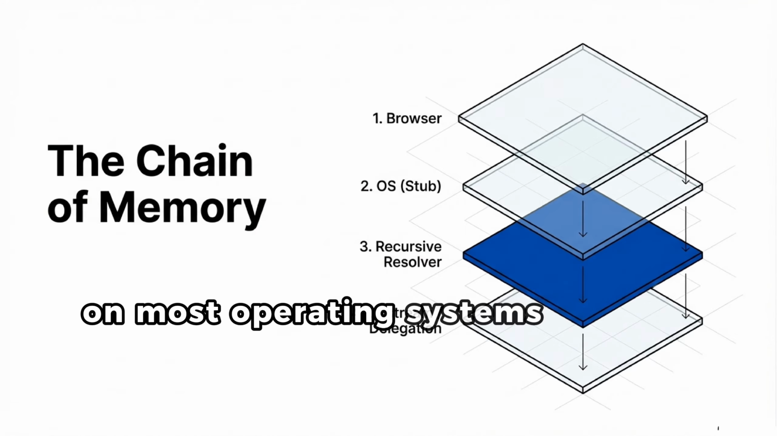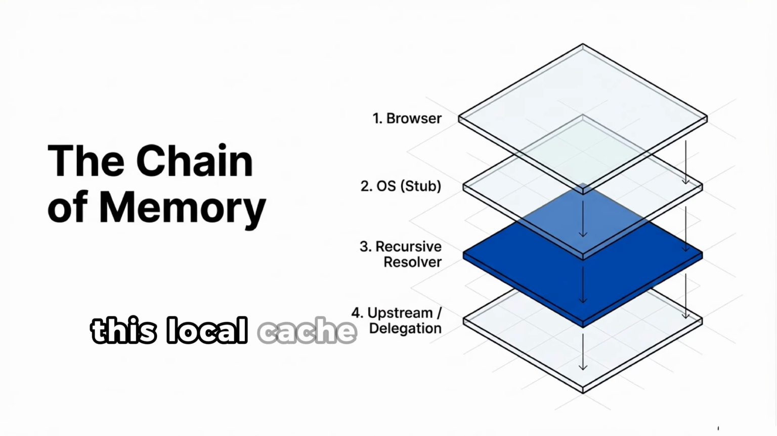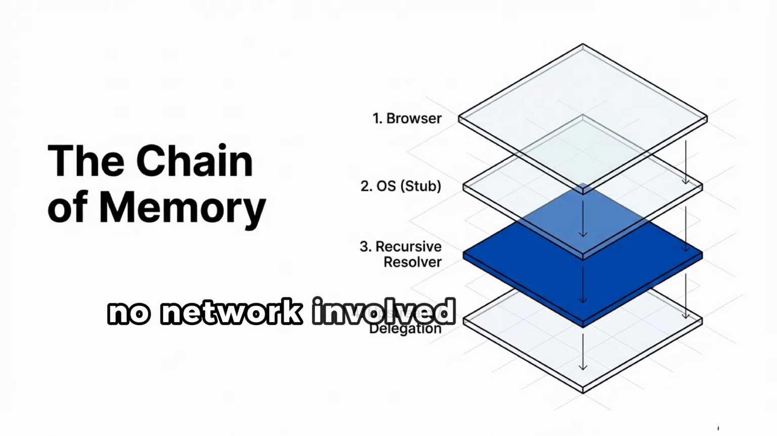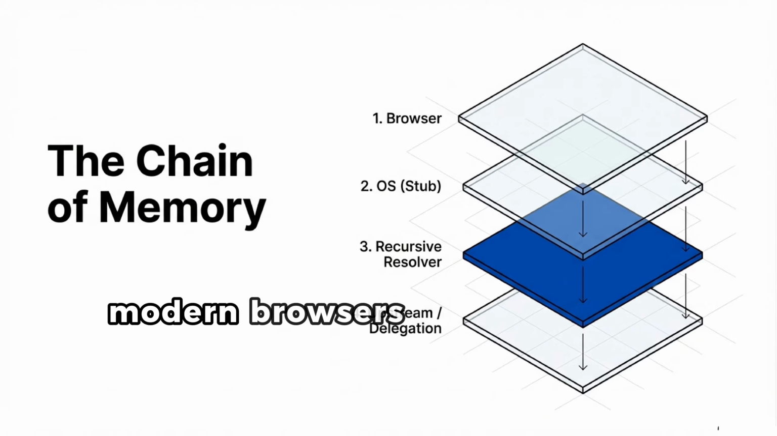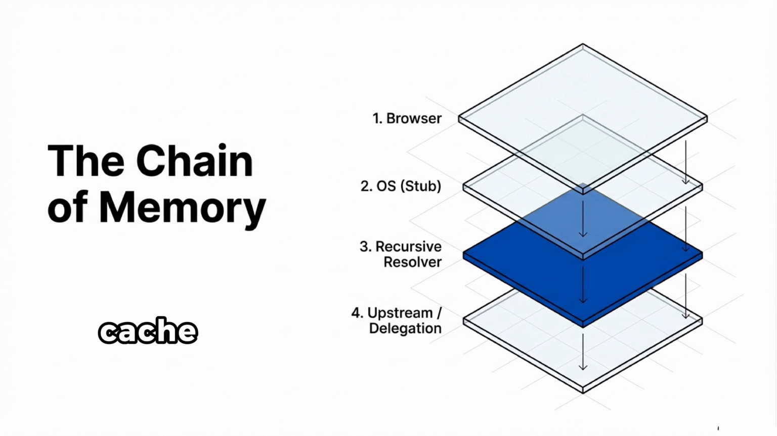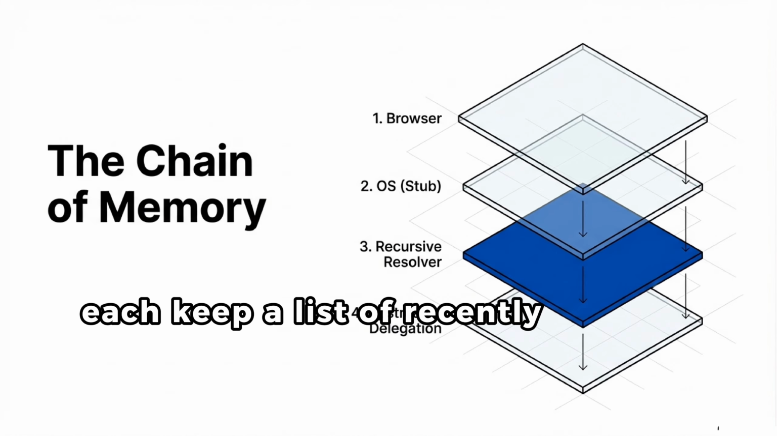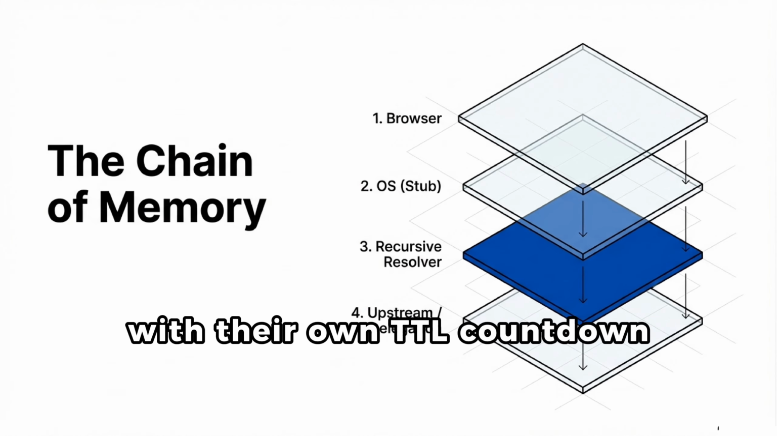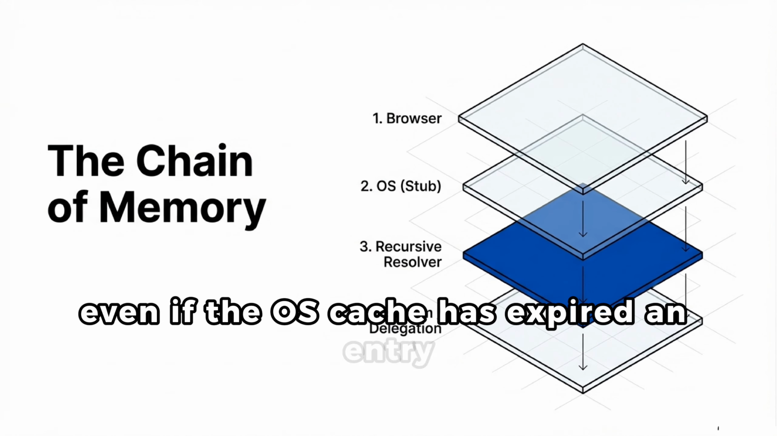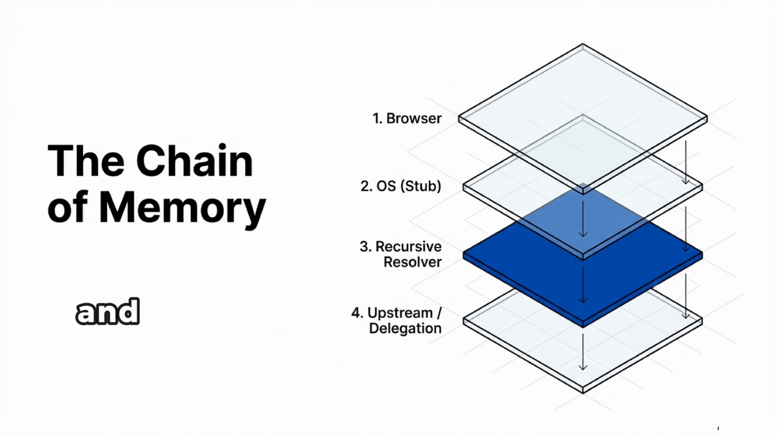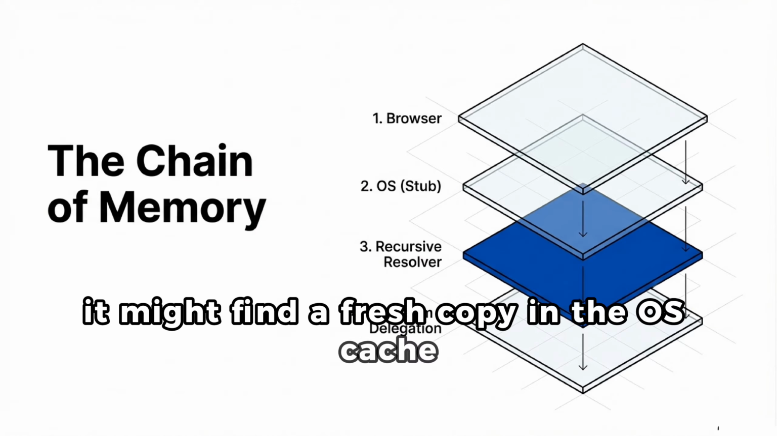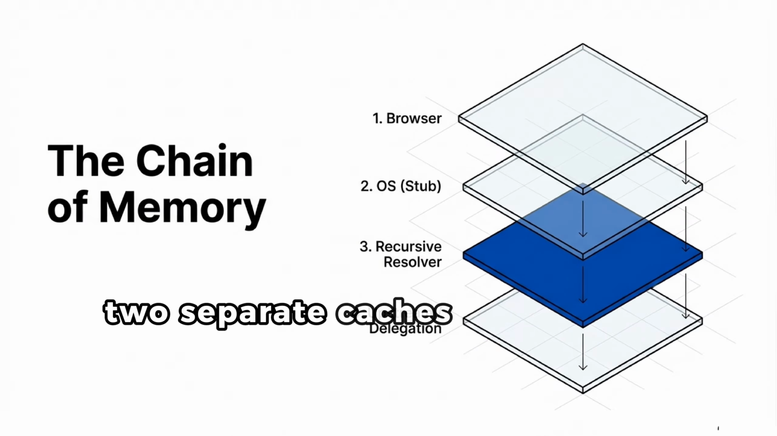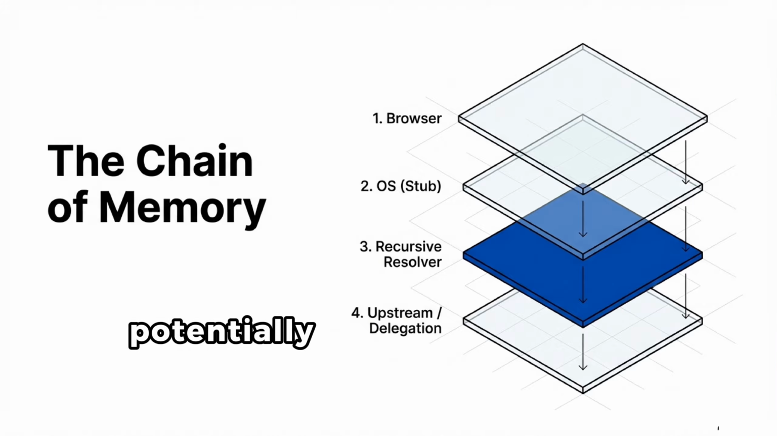On most operating systems, you can inspect this cache. This local cache is the fastest of all. No network involved at all, just a memory lookup. The second cache is in the browser itself. Modern browsers maintain their own independent DNS cache, separate from the OS cache. Chrome, Firefox, and others each keep a list of recently resolved names with their own TTL countdown. This means that even if the OS cache has expired an entry, the browser might still have it. And conversely, if the browser cache expires a record, it might find a fresh copy in the OS cache without going to the network. Two separate caches, at the same level of the stack, potentially with different data.